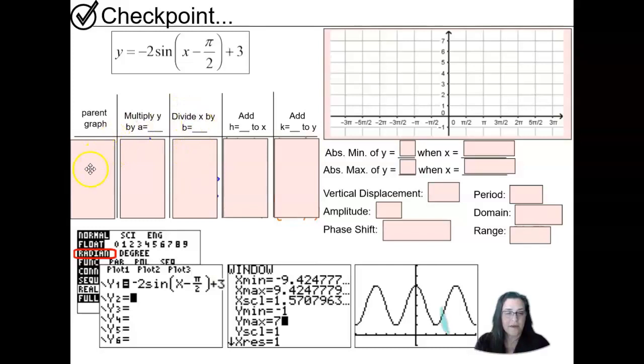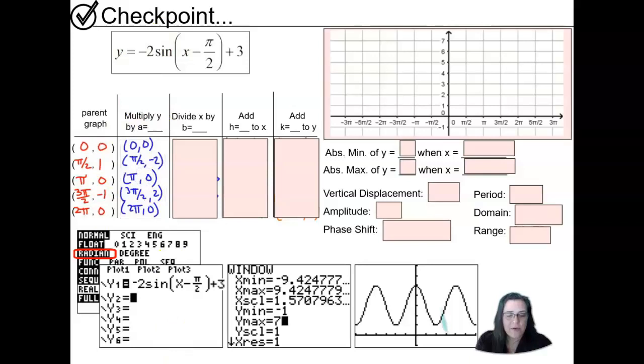Okay, so the anchor points on the sine parent graph are 0, 0, pi over 2, 1, pi, 0, 3 pi over 2, -1, 2 pi, 0. Then we're going to multiply each of those y values by a. Our a is -2. So when we multiply each y by a equals -2, we're going to get these points.